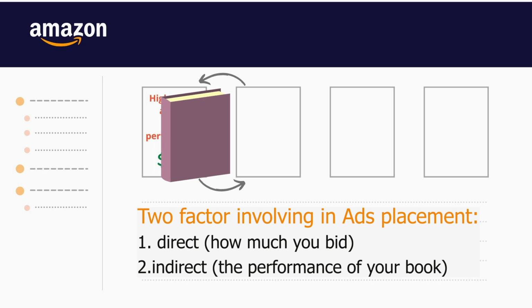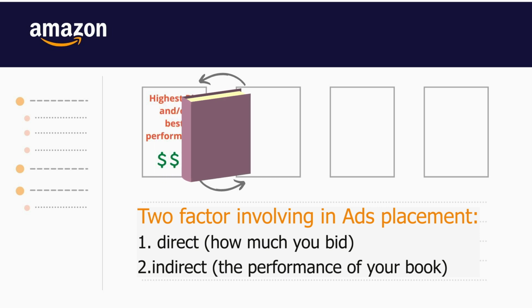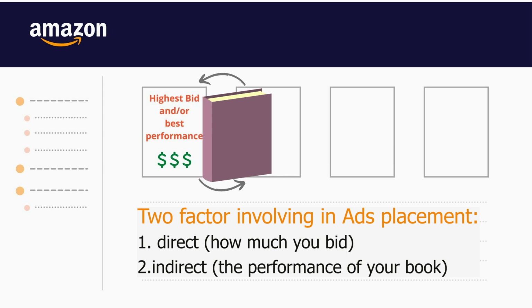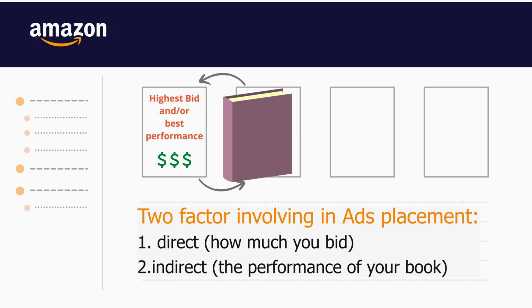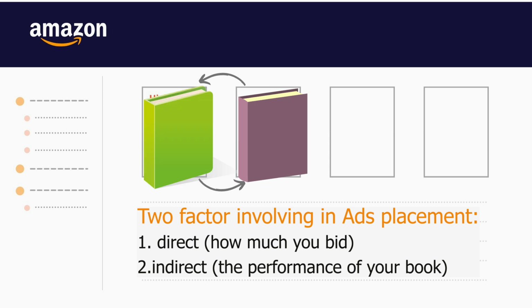But let's say another author entered a higher bid, let's say 20 cents. Now, if someone searches for a Unicorn Coloring Book, their book will show up on the first spot, not mine. Well, this is just the first factor. We also have another factor that we usually call the indirect factor. That depends on click-through rate, or in other words, your book performance.